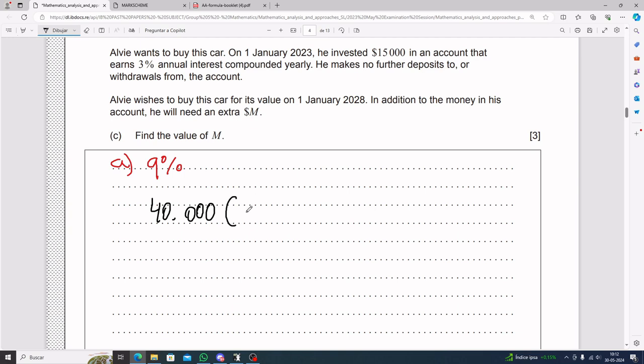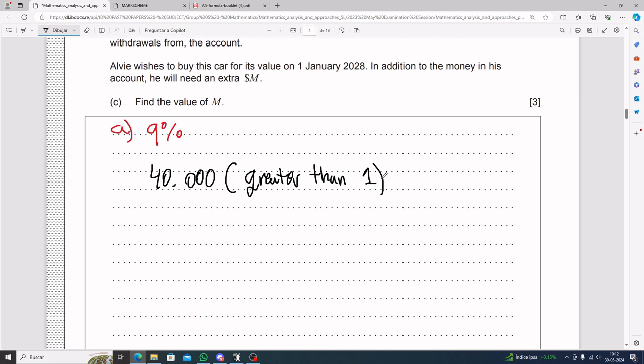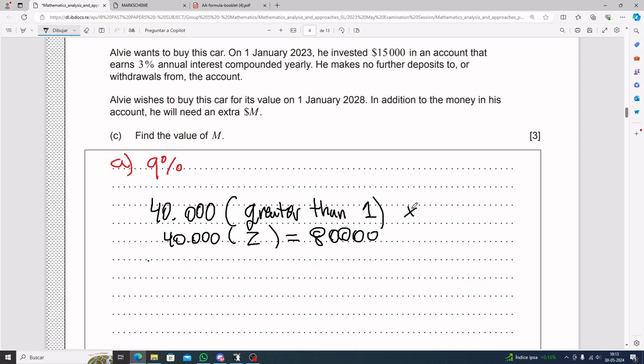Imagine you multiply it by a number greater than 1. If you multiply by a number greater than 1, what do you think is going to happen? So let's imagine you do 40,000 times 1.5, right? Or an even simpler idea. Greater than 1, you multiply by 2. What do you think is going to happen? Well, instead of 40,000, you end up with 80,000, right? Pretty straightforward, right? So it gets bigger. So anything greater than 1 is going to be bigger.